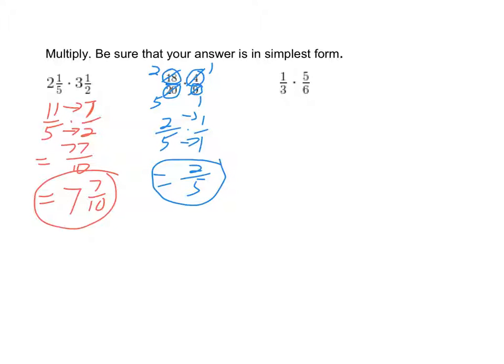And this last one here, they're already in fractions. If you look, I can't simplify anything because again, they have to be on the bottom and the top, so I can't take anything out of the 3 and the 6 because they're both on the bottom. So I need to multiply straight across. 1 times 5 is 5. 3 times 6 is 18. I get 5 over 18, and that's a simplified fraction.